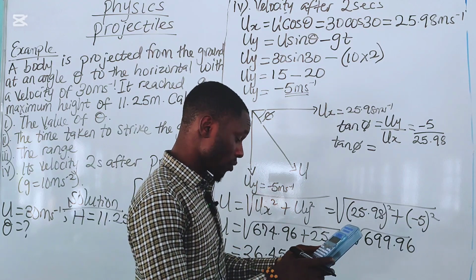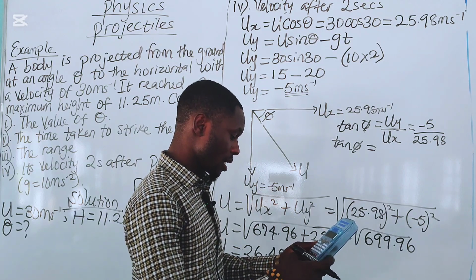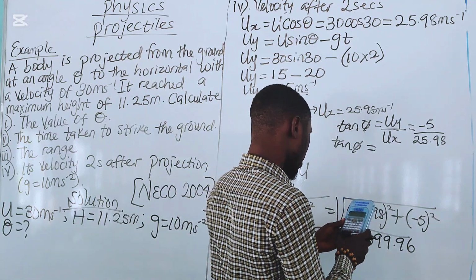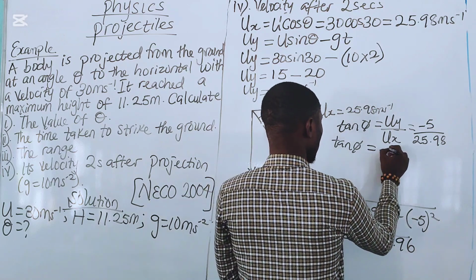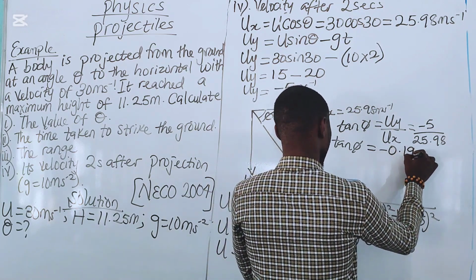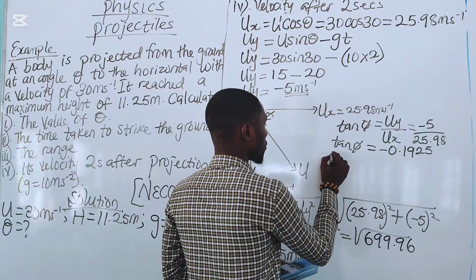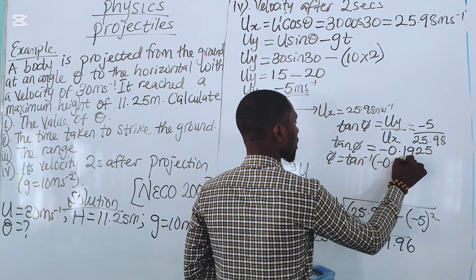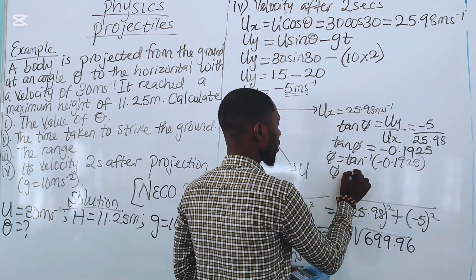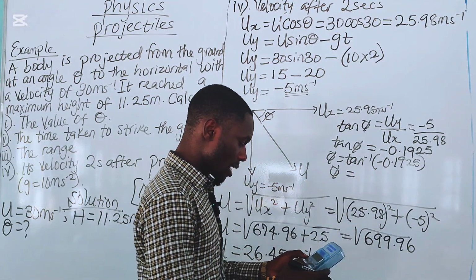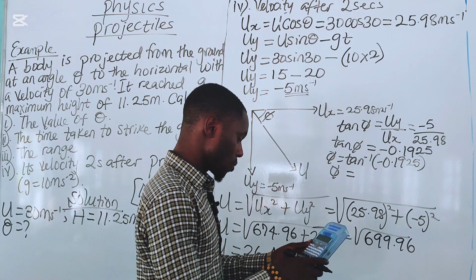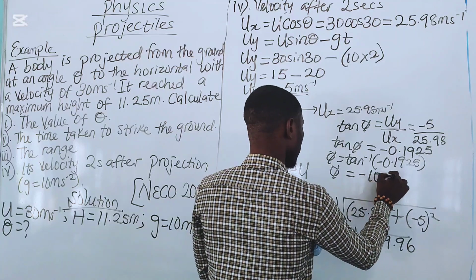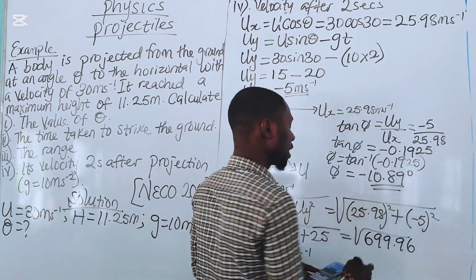5 divided by 25.98 is equal to minus 0.1925. So phi will now become the tan inverse of minus 0.1925, which is minus 10.89 degrees.